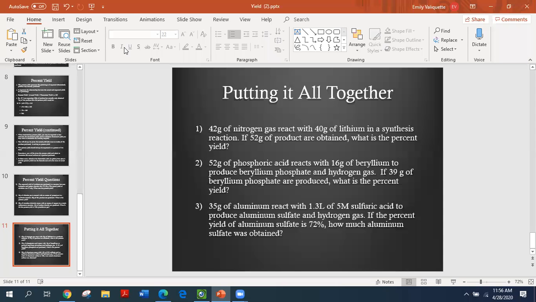Okay, the very last thing that we're going to be doing is putting together the stuff that we learned in the limiting and excess reagent lesson with this percent yield stuff to calculate the percent yield in these first two questions, and in the last case, actually work backwards for the last part and calculate the actual yield. So yeah, once again, I'll walk through the first one with you guys if you would like to follow along for that, and then try the next two on your own.